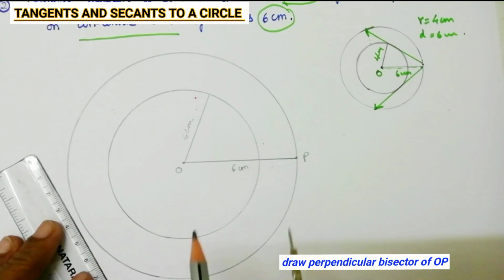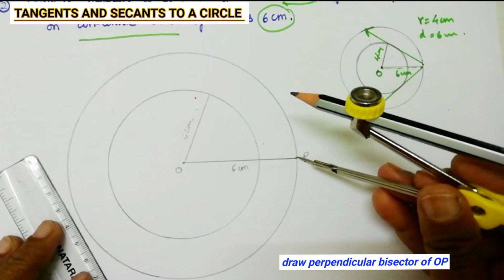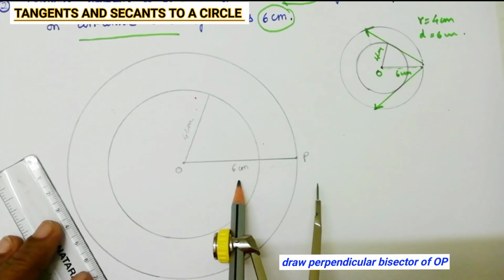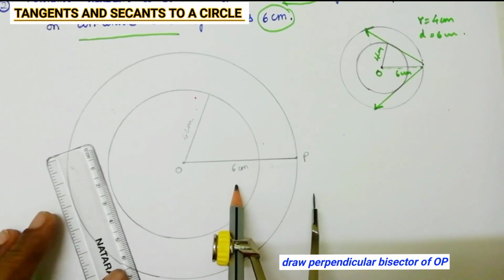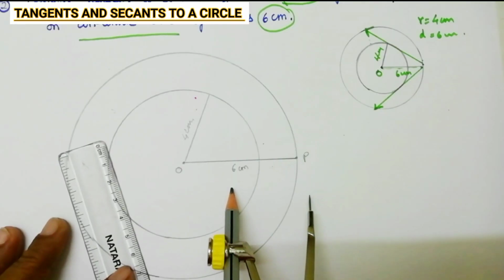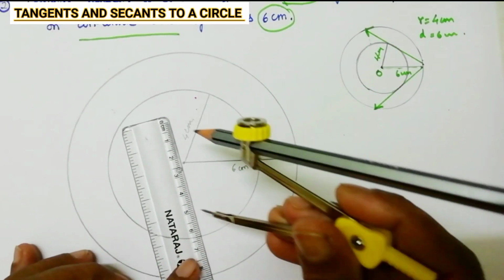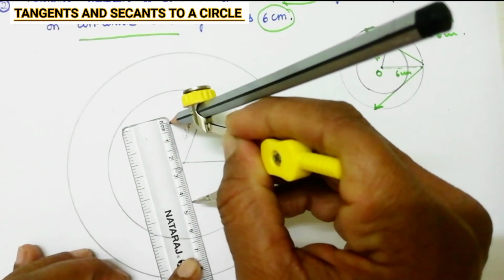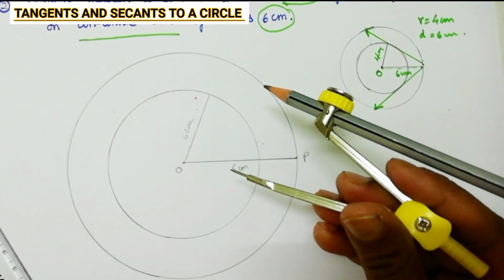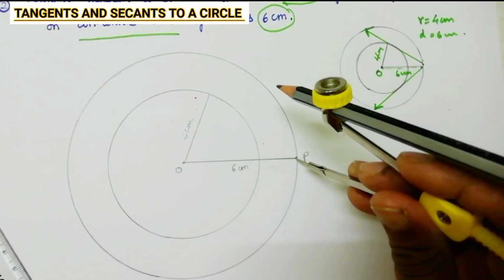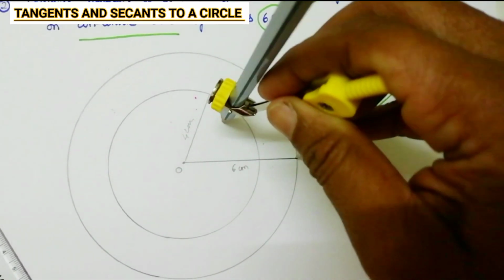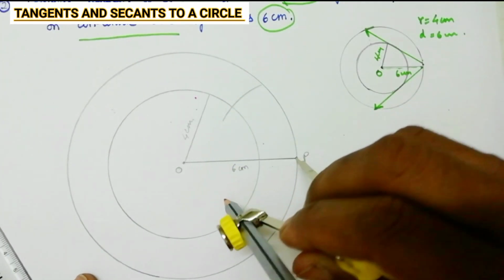Now we are going to take more than half. More than half means, 6 centimeters is the radius, so half of 6 is 3. We can take 4 or 4.5. I am taking 4.5 so that it doesn't intersect with the inner circle. From P I am going to take one arc up, one arc down.